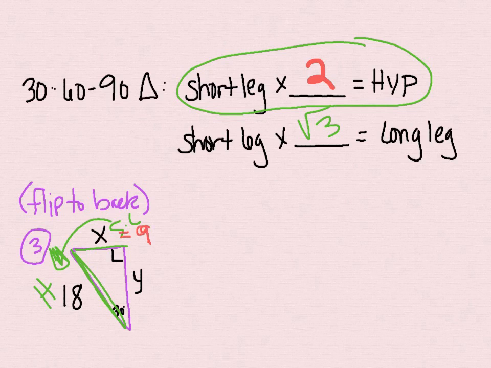And then the second rule is that once you have the short leg, you can take the short leg and multiply by the square root of 3, and you get the long leg. So this will be 9 square root of 3. Okay, now what I'm going to do is just pause here, and we will go over some more in class, and hopefully you will get the hang of it by then.